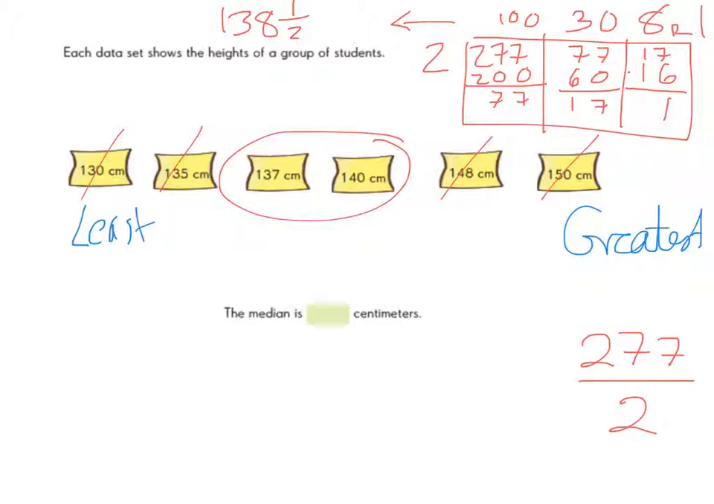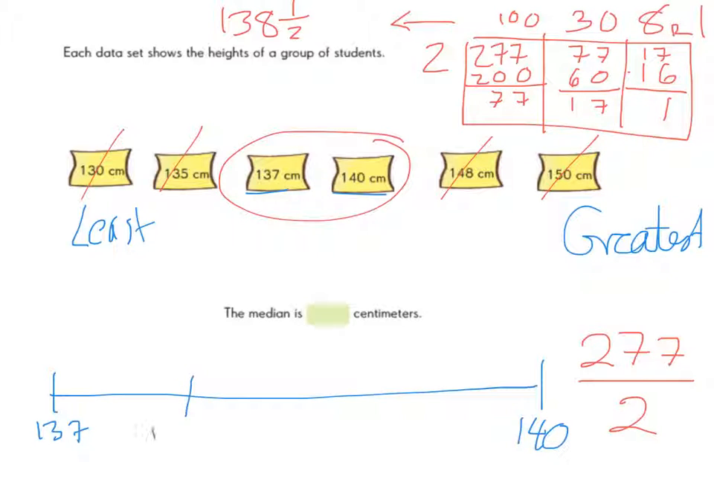So we want to find the middle between 137 and 140. We know that it's close to 138, right? So watch as I draw this number line. So I draw a number line. I will have 137 here and 140 here, the two numbers that we're trying to find the median of. Right? What are the numbers in between those? We have 138 and 139. We know it's going to be close to here.